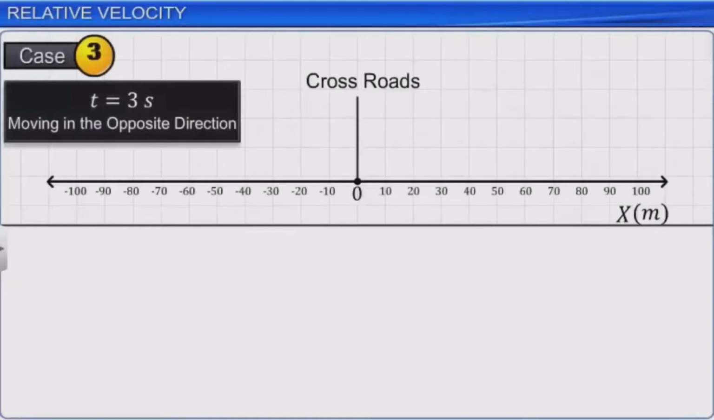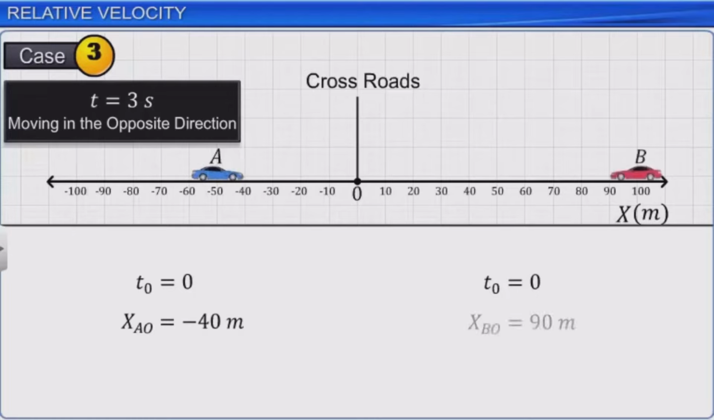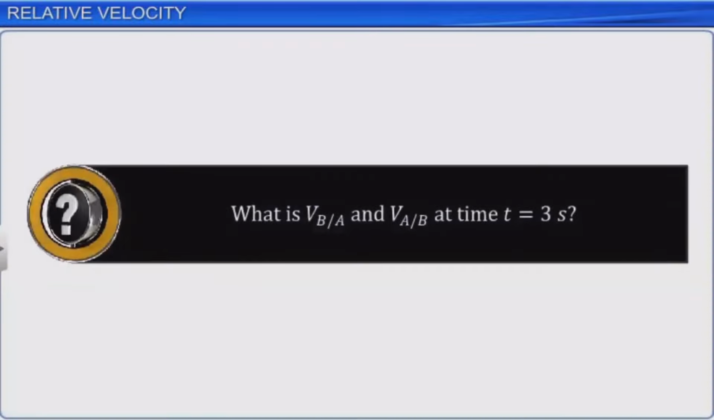Case 3. At the time of initial observation, that is, when T naught equals 0, car A is 40 meters behind the crossroads, and car B is 90 meters ahead of the crossroads. Car A is moving towards right with a uniform velocity of 10 meters per second. Car B is moving towards left with a uniform velocity of 15 meters per second. 1. What is VB by A and VA by B at time t equal to 3 seconds?